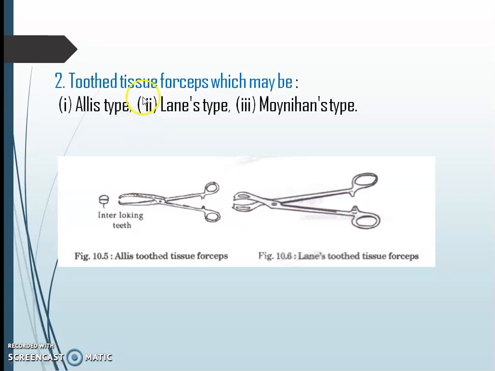Then tooth tissue forceps, which may be of three types: Alice type, Lane's type, and Moynihan's type. This figure shows Alice type tooth tissue forceps. It has interlocking teeth inside. This is Lane's tooth tissue forceps.